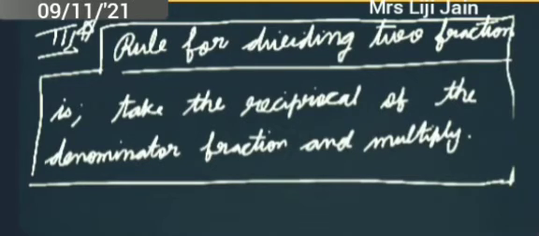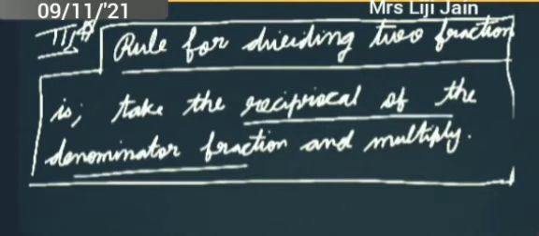So let me revise once again. What is the rule for dividing two fractions? The rule is to take the reciprocal of the denominator fraction and multiply. So what we have to do? Division has to be converted to multiplication, and the denominator fraction has to be converted to its reciprocal, isn't it?